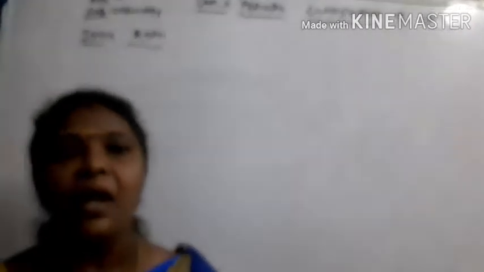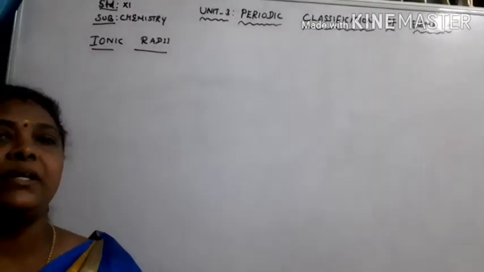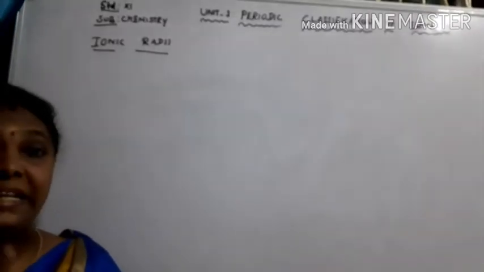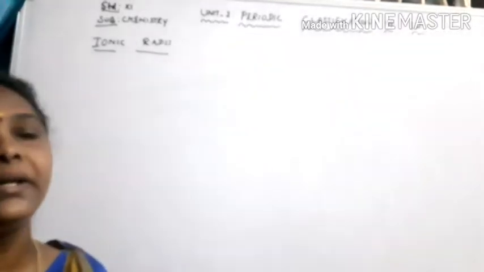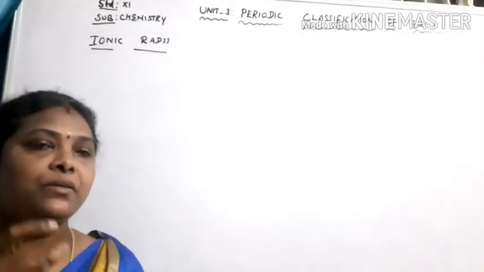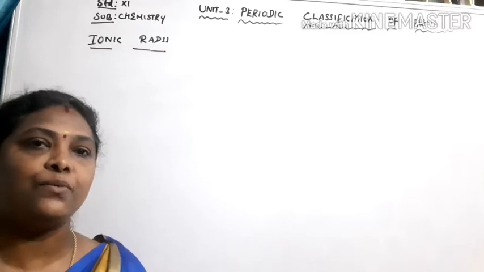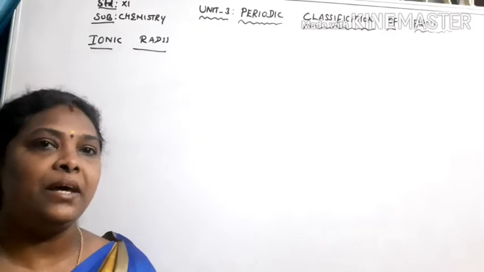What is meant by ionic radius? It is defined as the distance from the center of the nucleus of the ion up to which it exerts its influence on the electron cloud of the ion. Simply, we can say the ionic radius is the distance between the center of the nucleus of the ion and the electrons present in the valence shell.